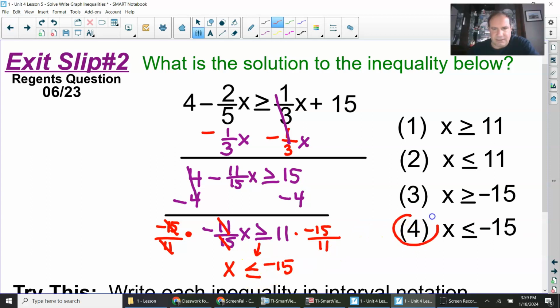X is less than or equal to negative 15. Right? And that is how you would do it. This is an example of multiplying by a negative and then flipping because you multiplied by that negative. Remember to flip, switch, whatever word you want, turn around the inequality symbol when you're multiplying and dividing by a negative. And that's really the difference of solving an equation versus solving an inequality.